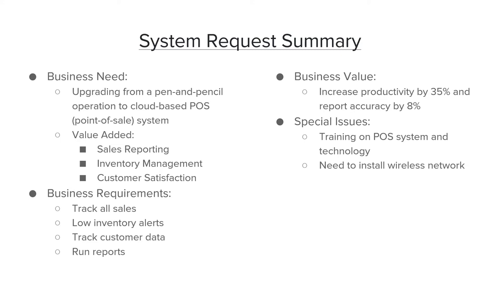The business requirements are that the system must track all sales, provide low inventory alerts, track customer data, and run various types of reports. This will increase productivity by 35% and improve report accuracy by 8%. Special issues we anticipate are needing training on the point of sale system for employees and the need to install a wireless network.